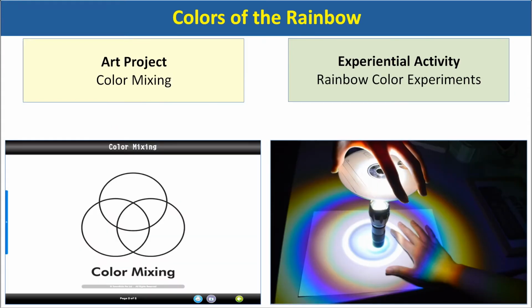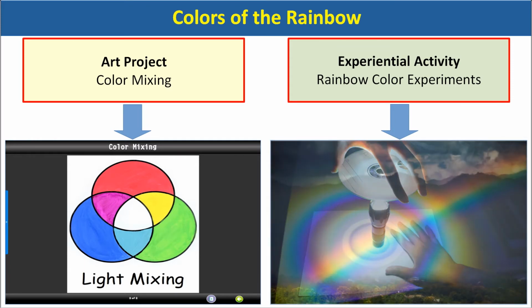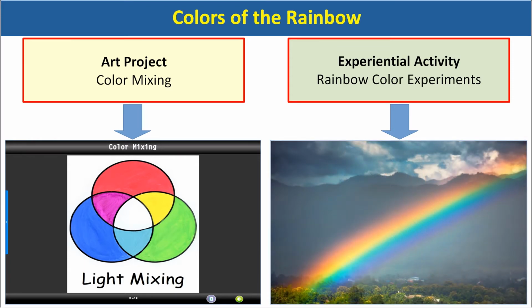These are followed by a color mixing project, where children get to observe what happens when the colors are mixed. Through the experiential activity, children observe that white light actually consists of many colors. These colors can be seen in the form of a rainbow when sunlight passes through raindrops in the sky.